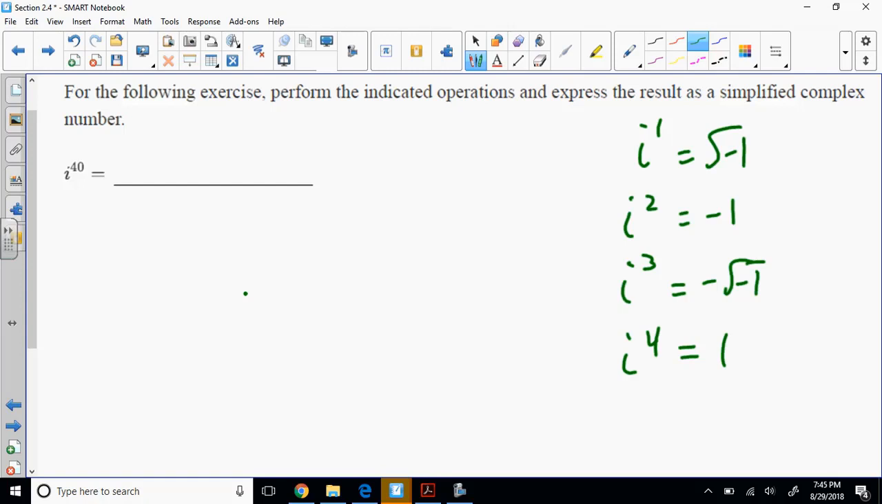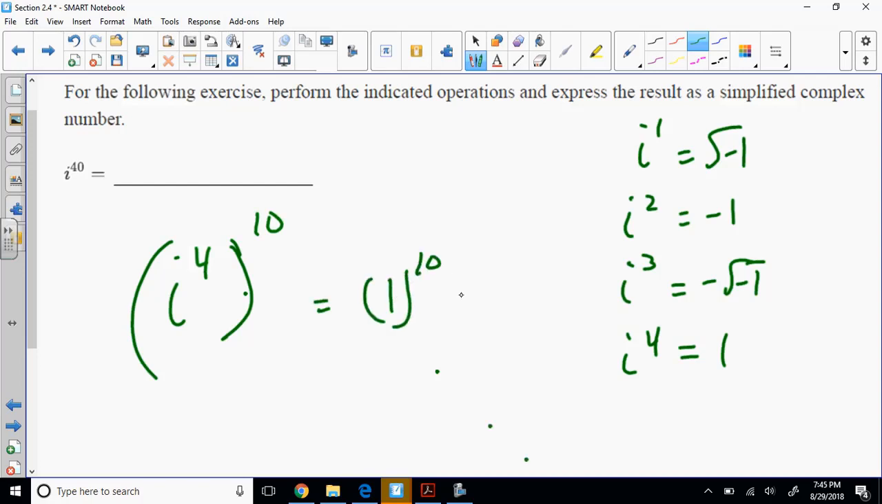All right, so how many times, watch this, this is great. How many times will 4 go into 40? It's a power to a power. And that would be 1 raised to the 10th, which equals what?